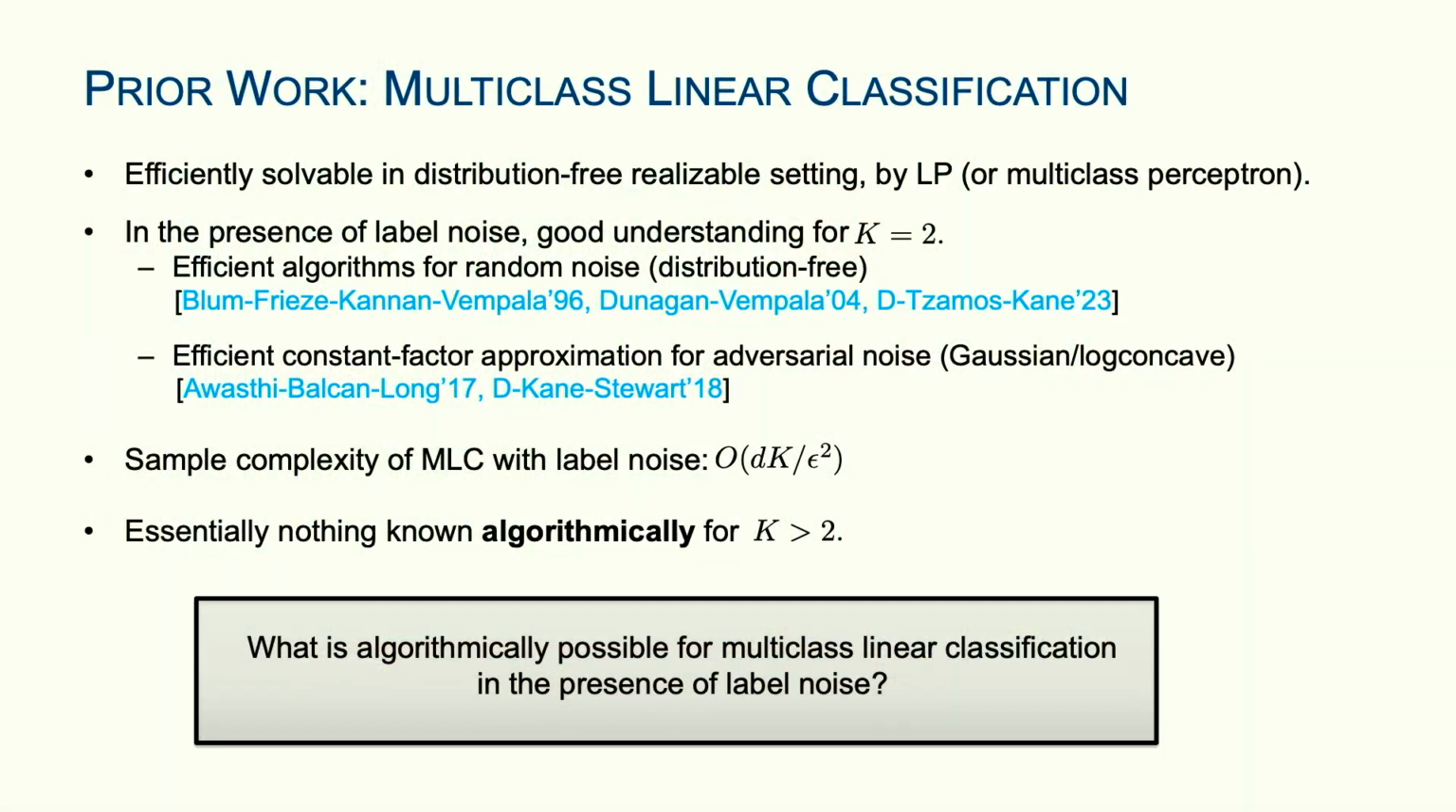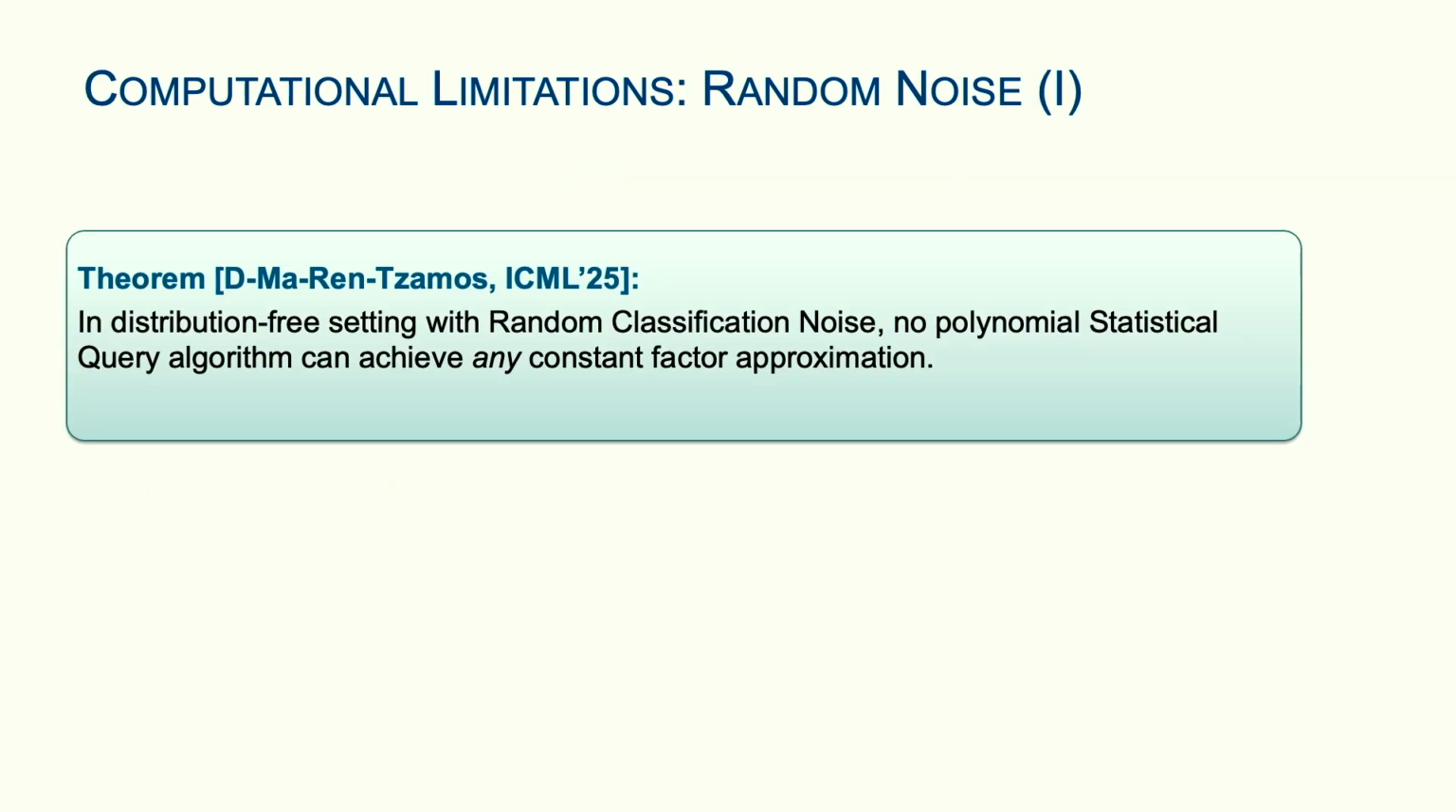I just want to give you 2 hardness results before I give you an algorithm, just to give you a sense. Because someone could say, okay, for 2 labels the problem is solvable. What's the difference between 2 labels and 3 labels? Probably nothing. Turns out this intuition is wrong. So here's theorem number 1.